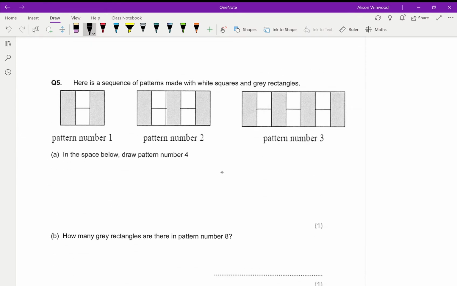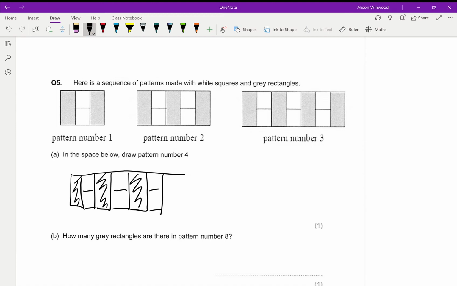So pattern number 4, I'm going to have a grey, 2 whites, a grey, 2 whites, a grey, 2 whites, a grey. That's pattern number 3. So add on an extra 2 whites and an extra grey to extend the pattern.